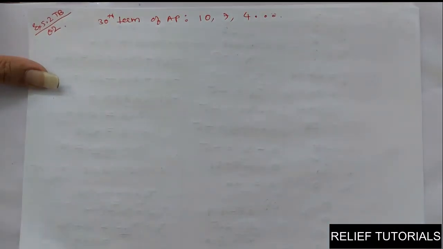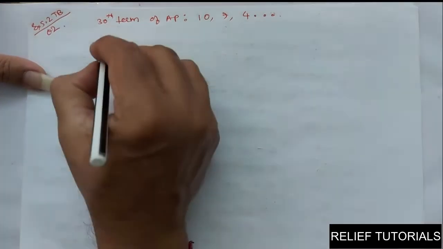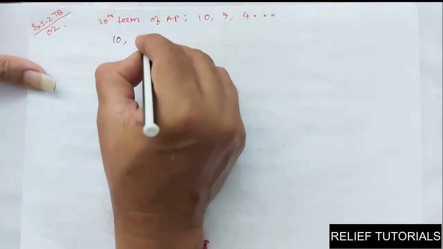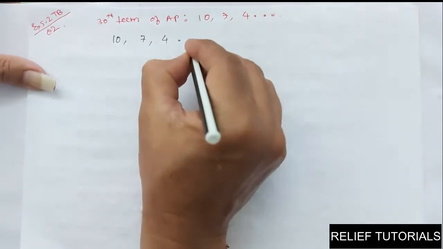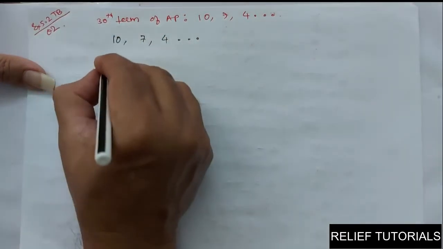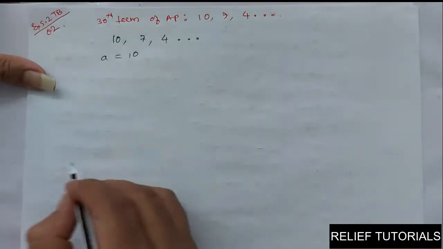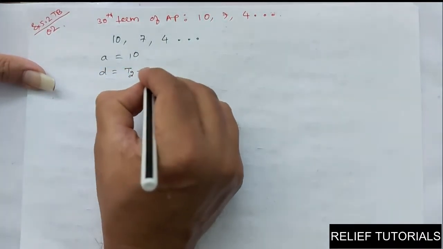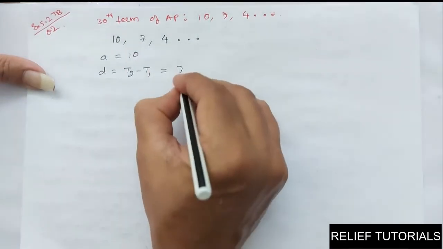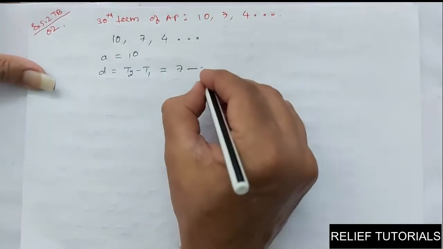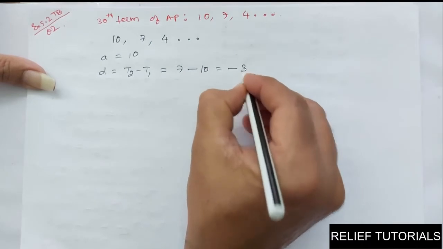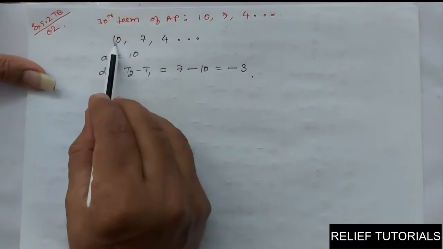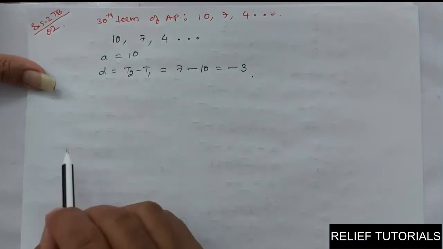Four options are given. You have to find the 30th term. So here the series is 10, 7, 4, dot, dot, dot. So first term A is equal to 10. Now difference D is equal to T2 minus T1. So T2 is 7 minus T1, T1 is 10. 7 minus 10 is equal to minus 3. We have consecutive terms, so directly we can find the difference.